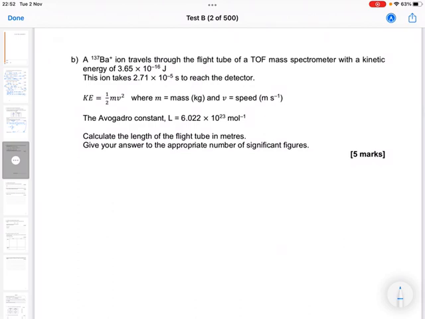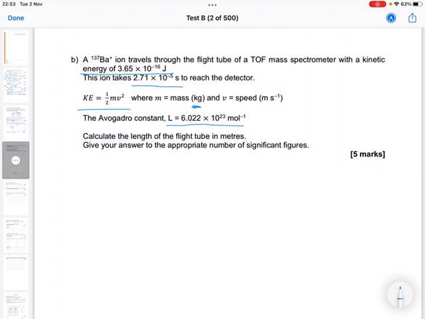A 137 barium ion travels through a time of flight tube mass spectrometer with a kinetic energy. So the kinetic energy of that. The ion takes this amount of time to reach the detector. We're given the kinetic energy formula. We need the mass in kilograms. And we've got Avogadro's constant here. So we're asked to calculate the length of the flight tube in meters. Give your answer to the appropriate number of significant figures.